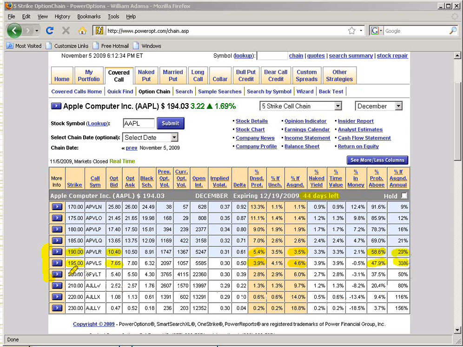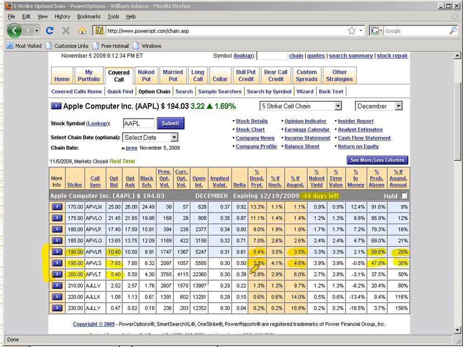As I go slightly further out of the money, we'll take a look at the 200 strike. This is about 6 points out of the money, but we have a call premium of $5.40. Since this is out of the money, that's all time value. So what did we just see? Our in-the-money option is $4 in the money with a premium of $10.40, so we have $6.40 of time value. The at-the-money option, the 195, has $7.65 of time premium, and the out-of-the-money now is offering $5.40.